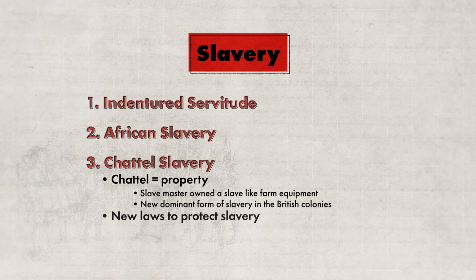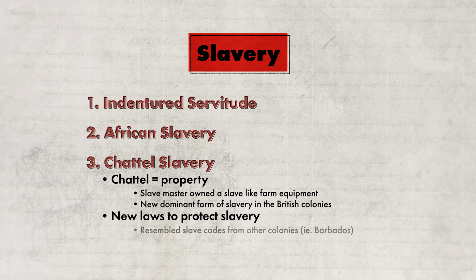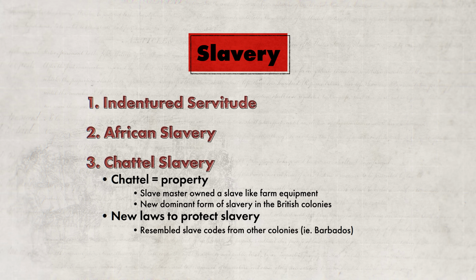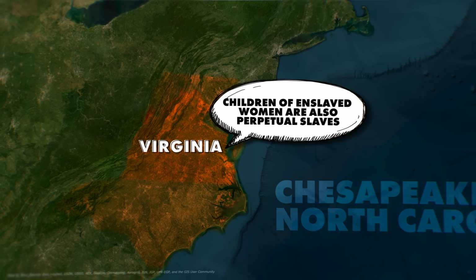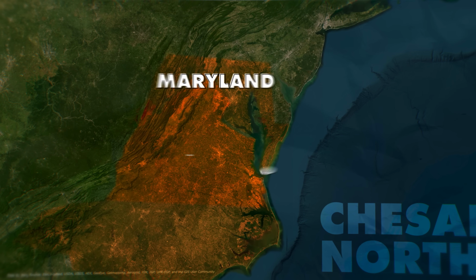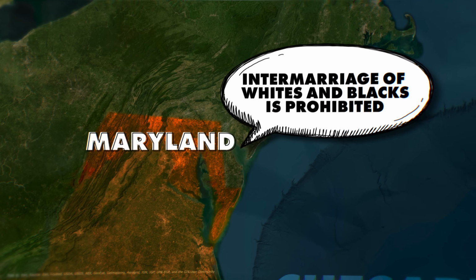Second, new laws were put into place to protect the institution, which in many cases resembled the slave codes from other colonies like Barbados. For example, in Virginia, a law was passed decreeing that the children of enslaved women were also perpetual slaves. Or in Maryland, laws were passed prohibiting the intermarriage of whites and blacks.